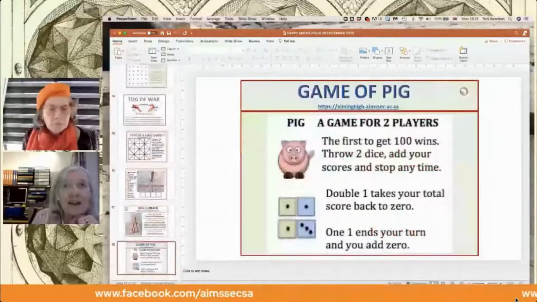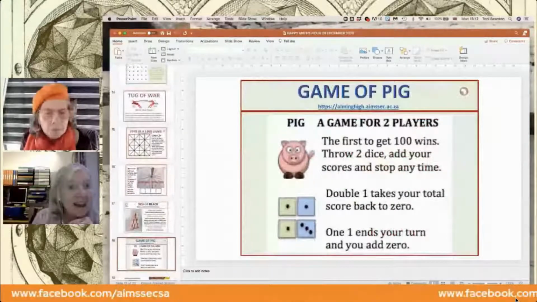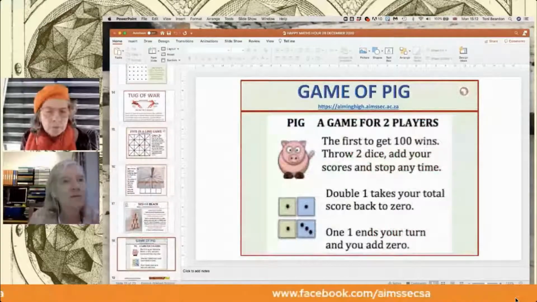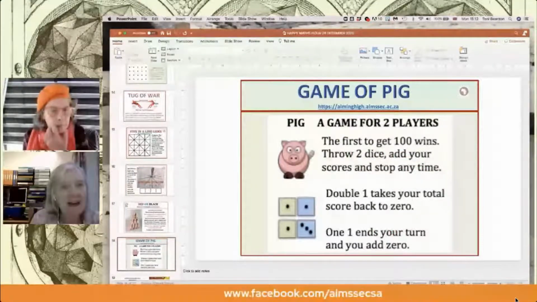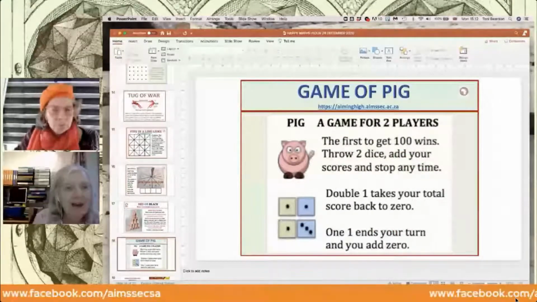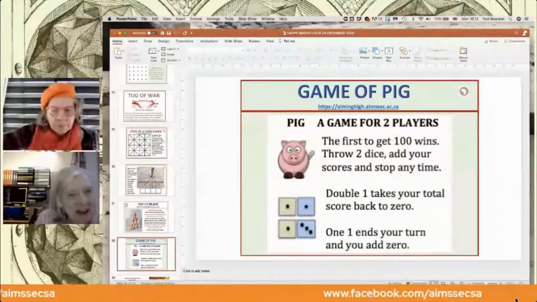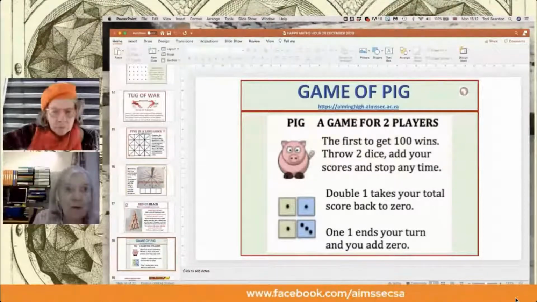Game of Pig. This is a dice game. We have the rules here. I'll leave you to look at them yourself. This is another game with scoring and risk. Will you take the risk? And then, oh dear, things might go well, they might not.